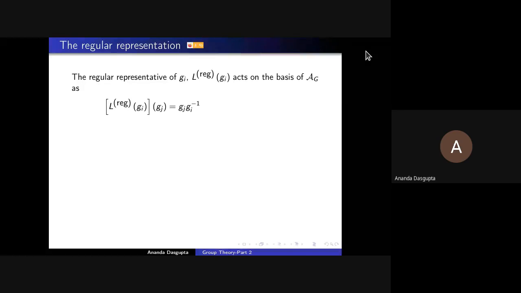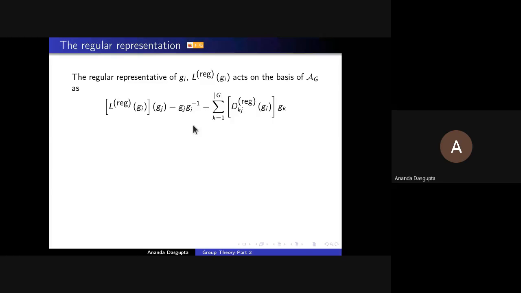Okay, quickly, let's just look at how to form the matrix for this, which is going to be important to us. The regular representative of a particular group element, let's say g_i, L_reg(g_i). Now, this is an operator. It acts on the vector space formed by AG. But of course, I would ask what it does to its basis. The basis, of course, is formed by the group elements themselves. So let's ask what L_reg(g_i) does to a particular group element, let's say g_j. By our rule, it produces g_j g_i inverse, right?